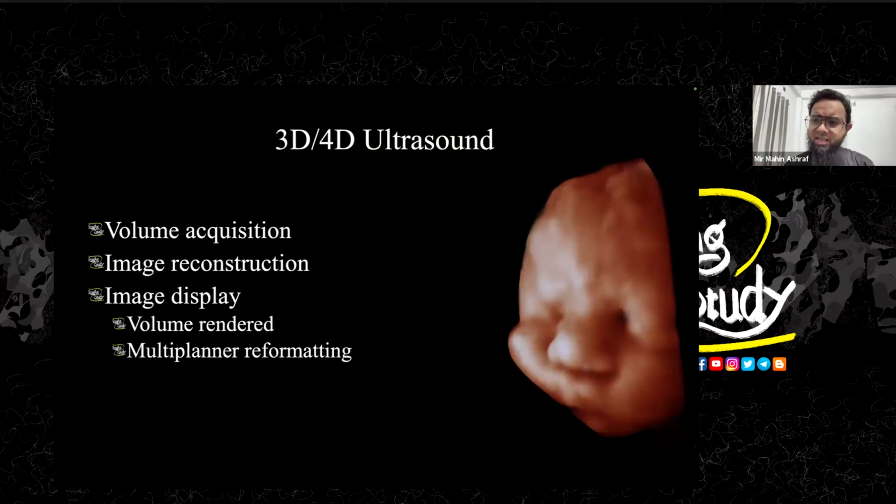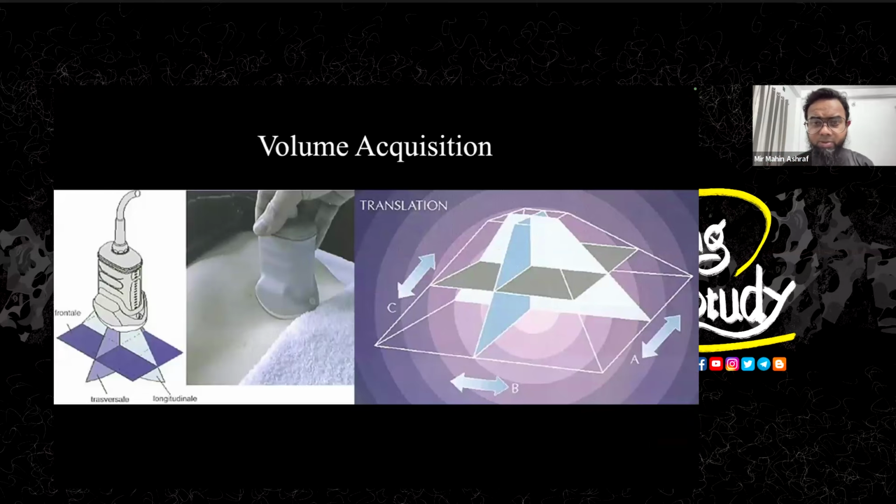3D and 4D ultrasound has three different functions, three different mechanisms. So we do the volume acquisition, image reconstruction, then we put the image on the display. For the volume acquisition, the curvilinear transducer in my hand can transmit sound in a single direction, in a single plane. So I'm putting it on this part.